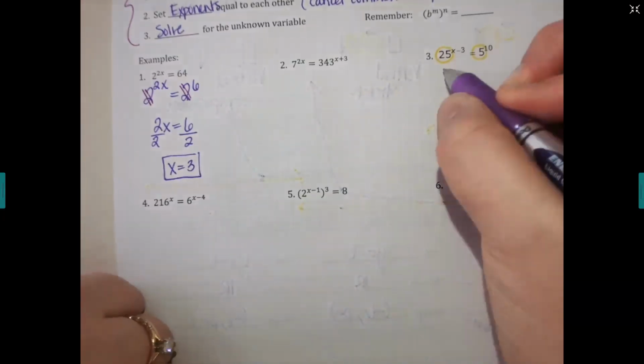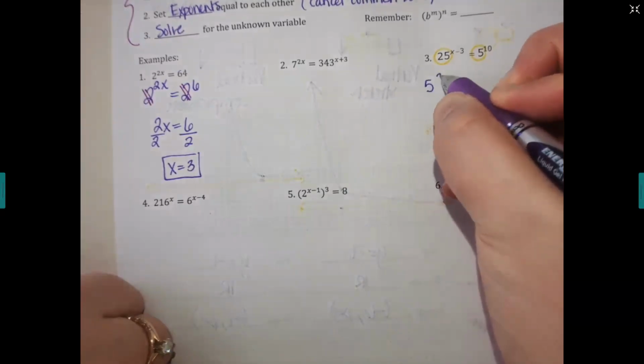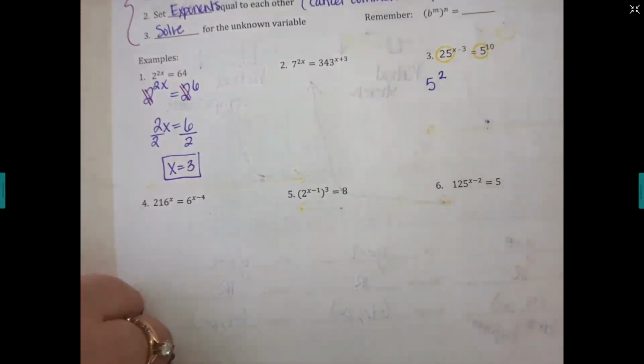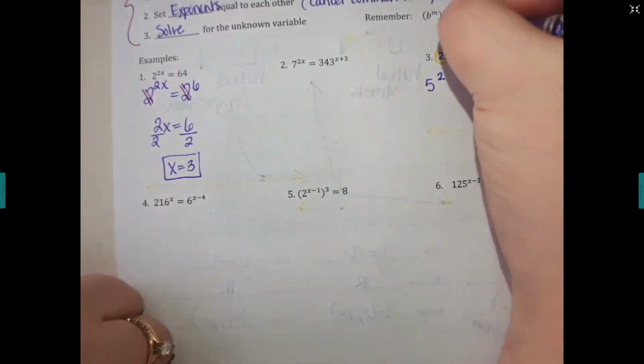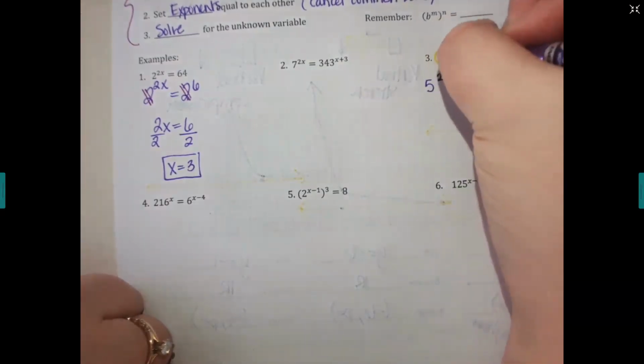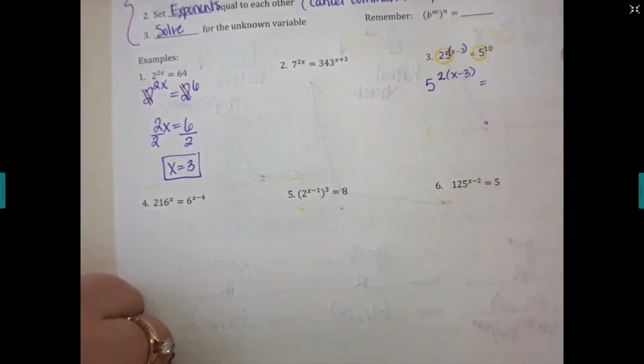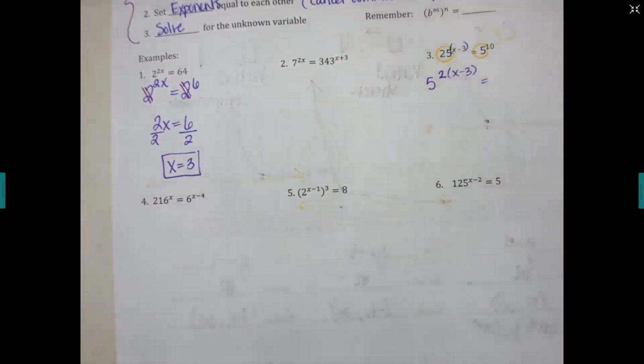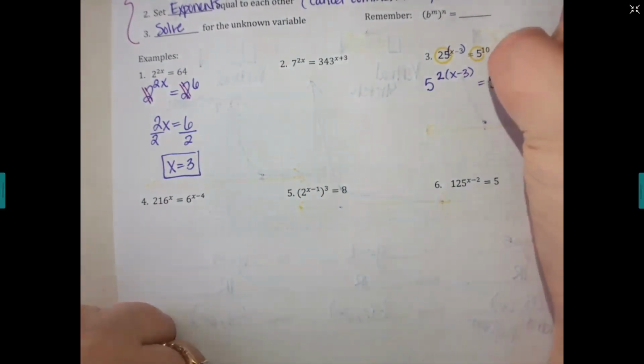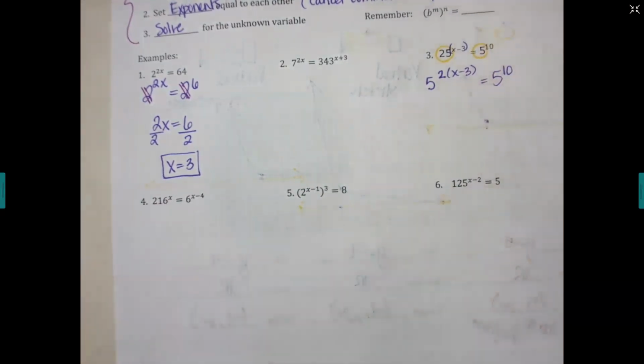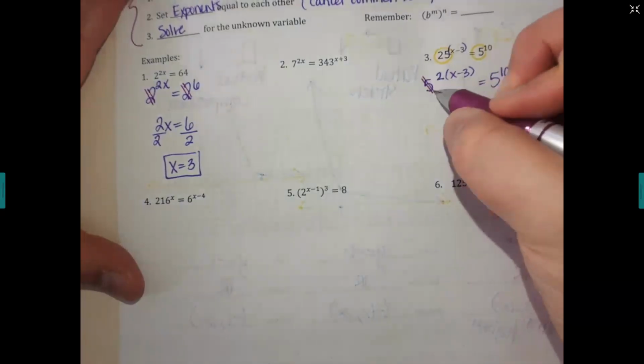So I'm going to come right here where my 25 is. I'm going to make it a 5 to the 2. And then whatever exponent was already there, you're just going to group it in parentheses. So if my x minus 3 was here first, it's still going to be there, but I'm going to group it off to the side. Then for my 5 to the 10, I can leave that alone because it already had the base 5 that I want. Then what do I do? Cross out the 5s. Very good.